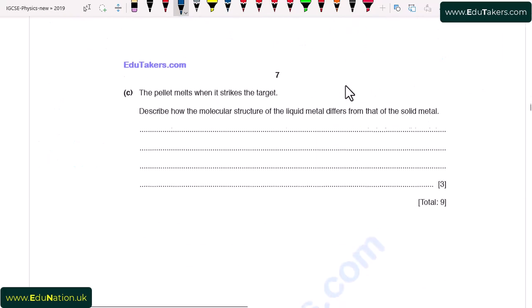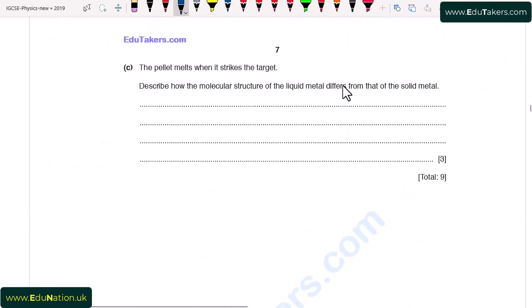Next part, that is part C. The pellet melts when it strikes the target. Describe how the molecular structure of liquid metal differs from that of the solid matter. Here we have to differentiate between the liquid and solids, on the basis of their molecular structure.